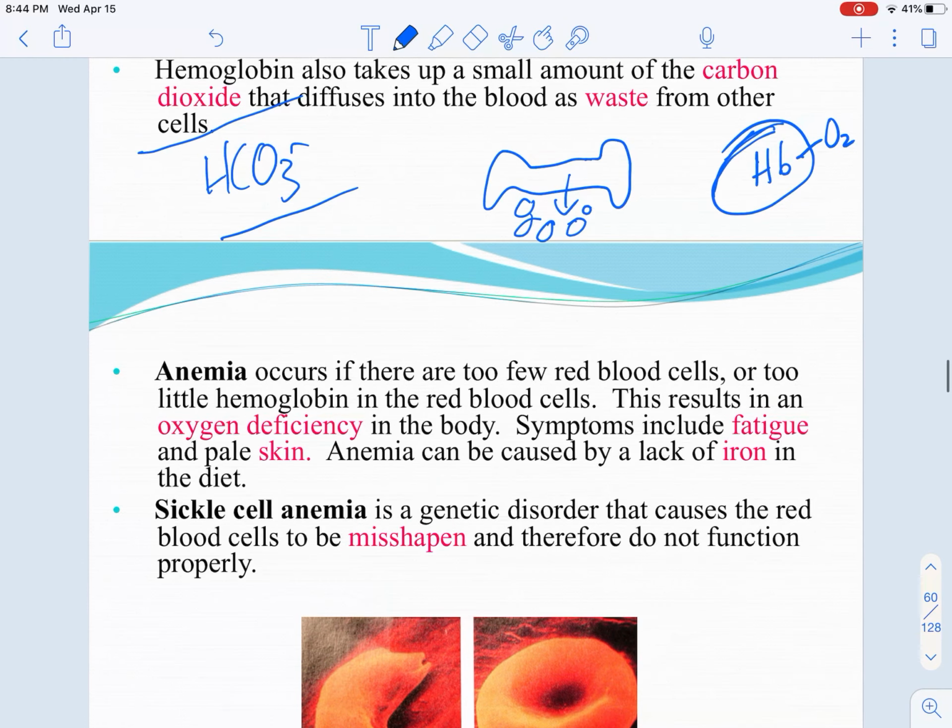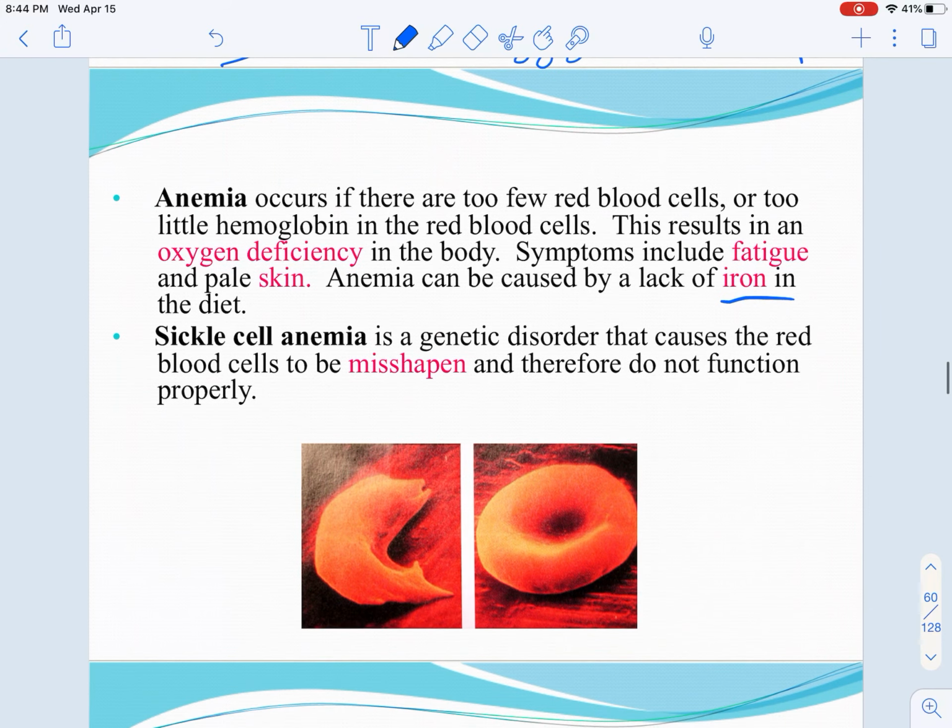If you are low on hemoglobin or low on red blood cells, then you will have an oxygen deficiency and look kind of pale with less red blood cells, and that's called anemia. Sometimes it's a deficiency in iron, because hemoglobin is made of iron, and so if there's a deficiency in iron, then you will not make enough red blood cells either.